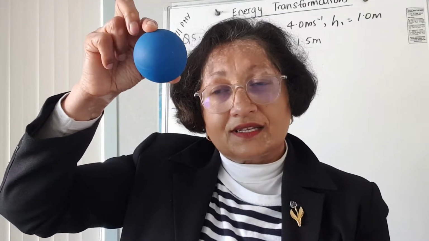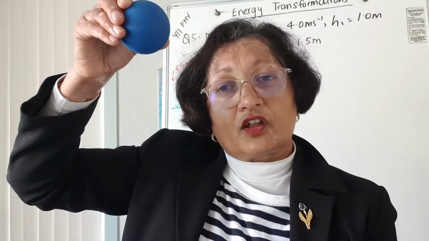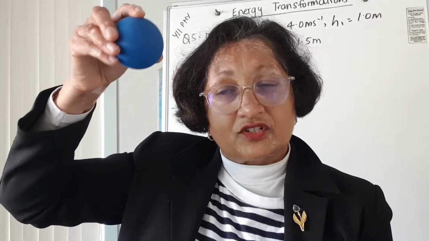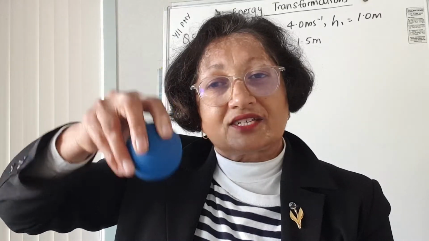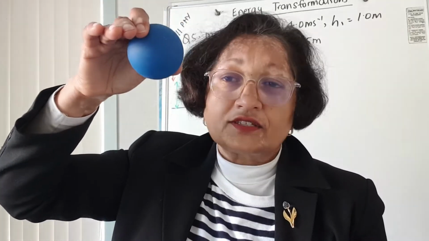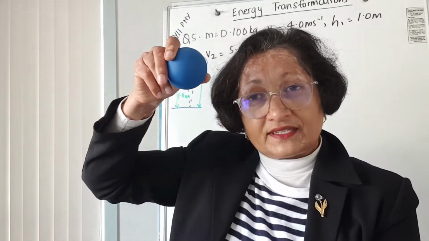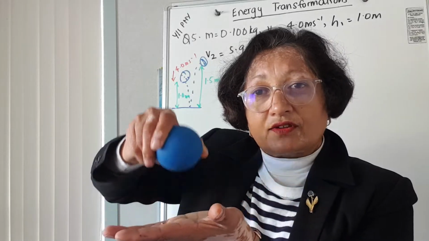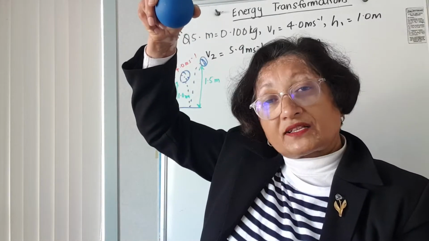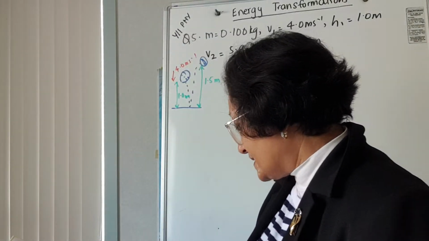Now this ball doesn't have an initial 0 velocity because there's an initial velocity of 4 meters per second, so it's got kinetic energy at the start, and it also has gravitational potential energy because it's at a height of 1 meter. Now, because you're throwing it from this height with an initial speed, it's going to hit the ground and it's going to bounce up much higher than what you threw it at. Okay, so that's the gist of this question.